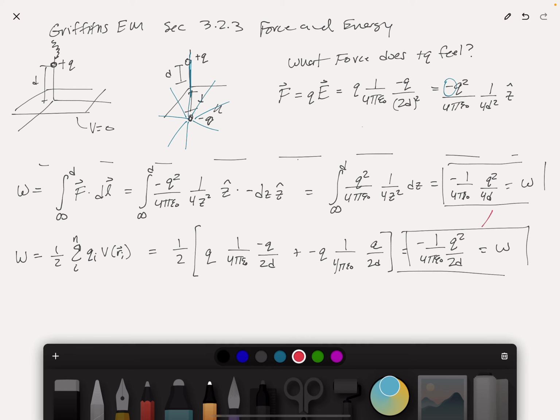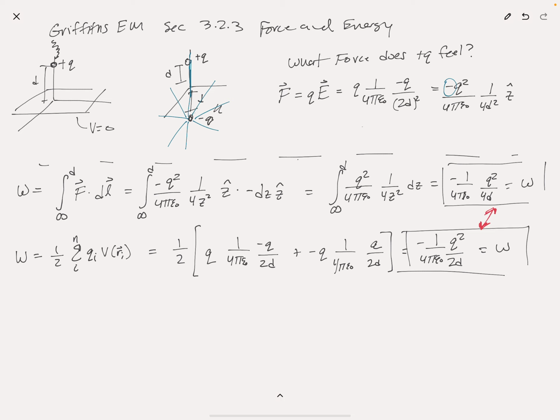But those are not the same. Why aren't they the same? I have equivalent ways of calculating things. I used the force generated from my image charge solution. I then used the potential from my image charge solution, which we decided was the correct thing to do. But they're not the same. They're off by a factor of 2. Now, why would that be the case? Why would it be off by a factor of 2?